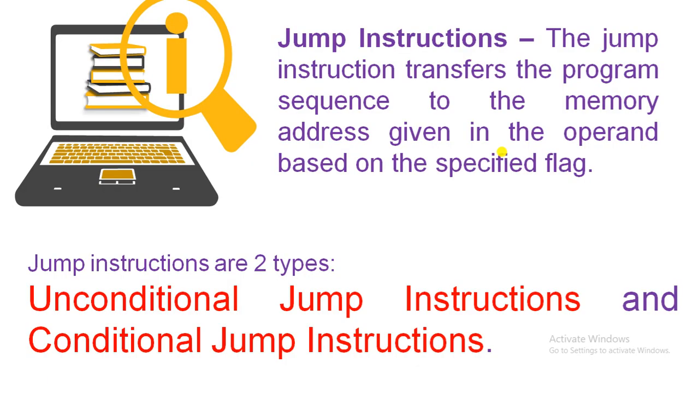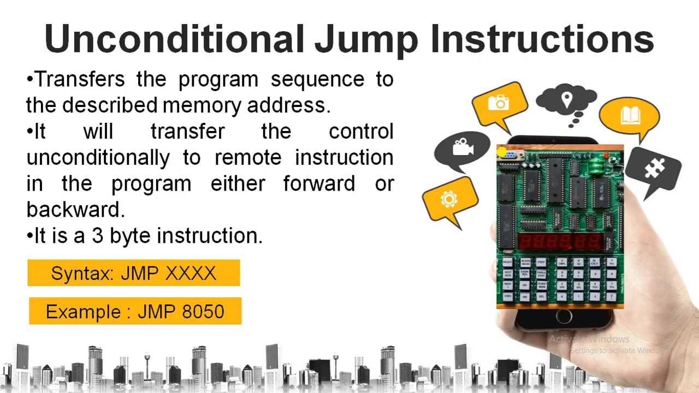There are again two types of jump: one is conditional jump, another is unconditional jump. The jump instruction transfers the program sequence to the memory address which is given in the operand. That means this instruction will transfer the control totally unconditionally to a remote instruction in the program. It may be either forward or backward. Let us see them one by one.